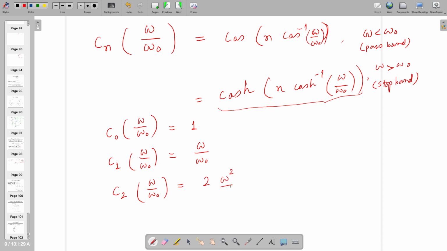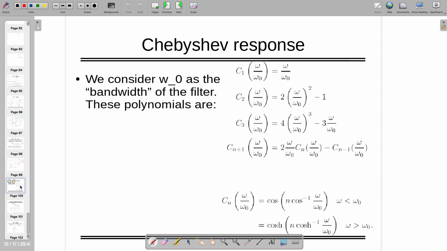Omega square by omega naught square minus 1. Very nice. What about this one? So you have to solve for cos cube. Okay, can you write down this? If you are good at trigonometry and complex numbers, you can do all these things. So what is the third answer?